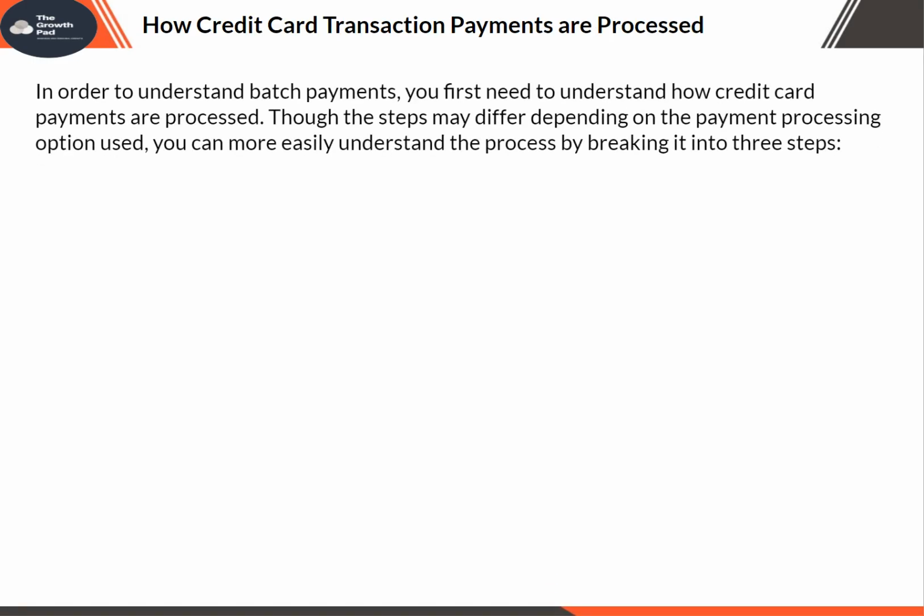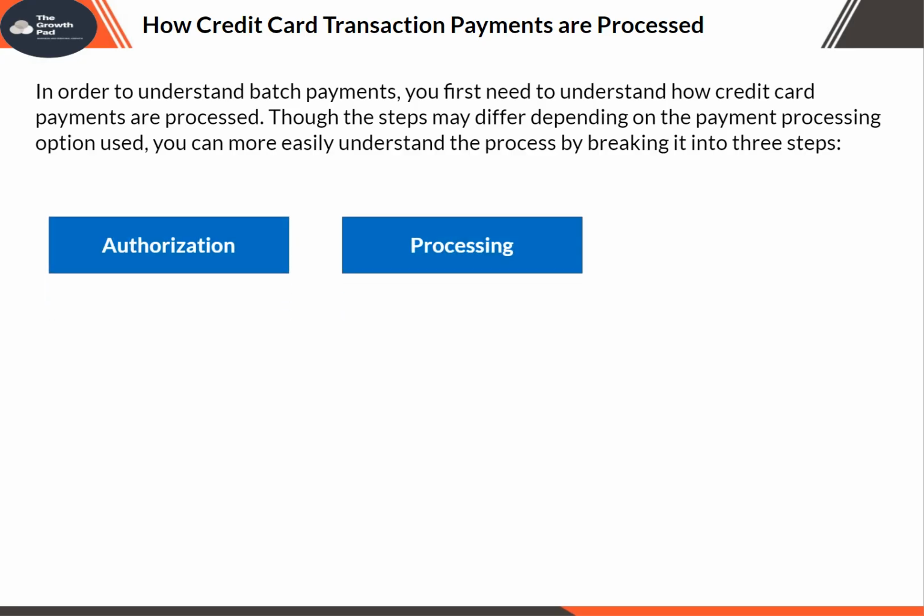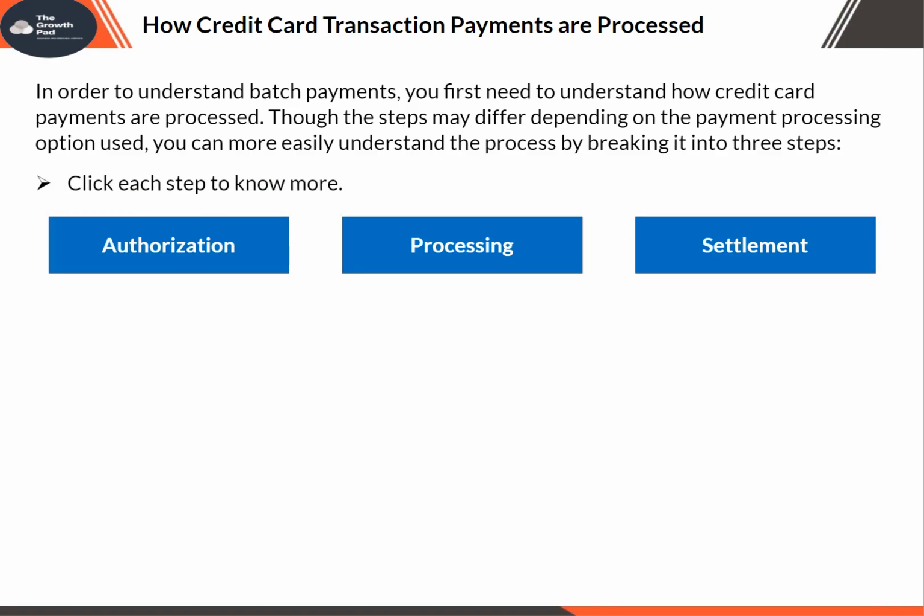In order to understand batch payments, you first need to understand how credit card payments are processed. Though the steps may differ, depending on the payment processing option used, you can more easily understand the process by breaking it into 3 steps: authorization, processing, and settlement. Click each step to know more.